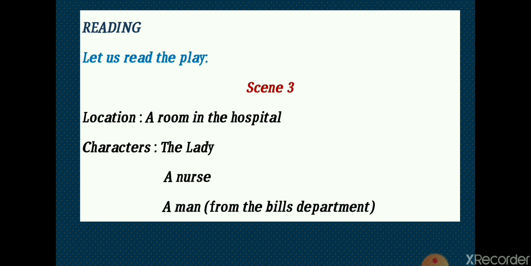This was the end of the scene 2. Now we are directly switching over to scene 3. Now the location is a room in the hospital and the characters are 3. Number 1, the lady. Do you remember the lady in scene number 1? The same lady is here. Number 2, a nurse who is taking care of this lady. Number 3, a man from the bills department. Here comes a person who is from the bills department and he is bringing bills to the lady.